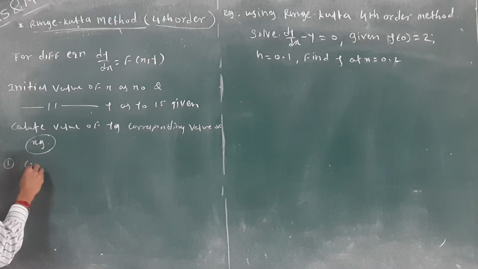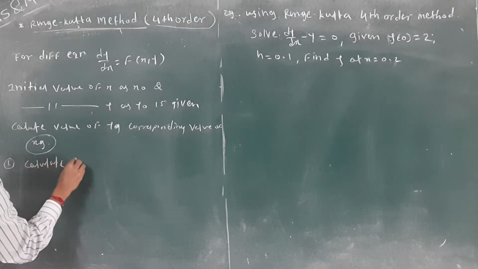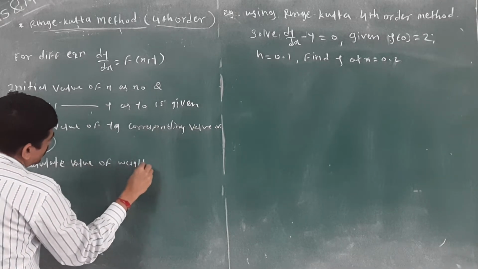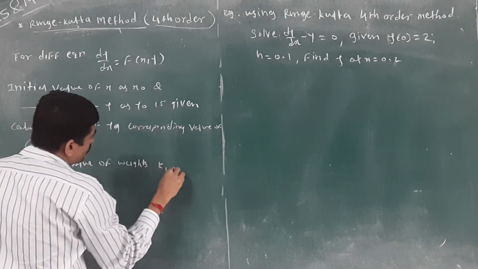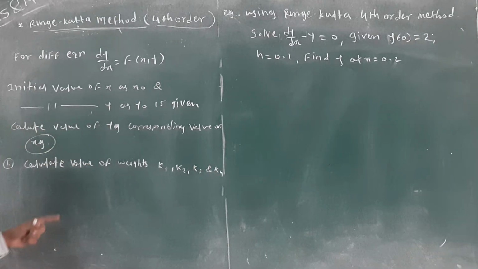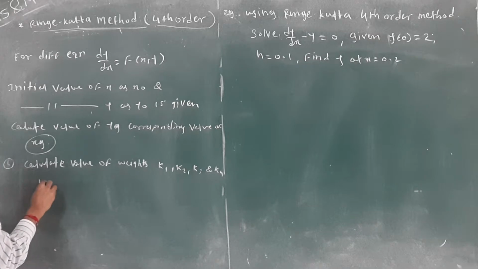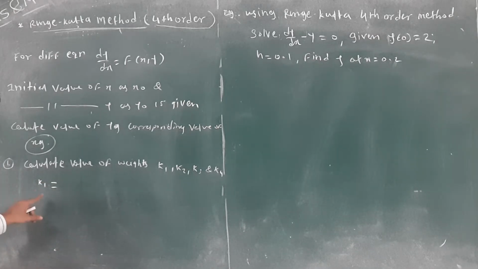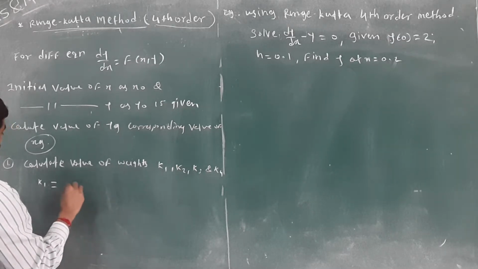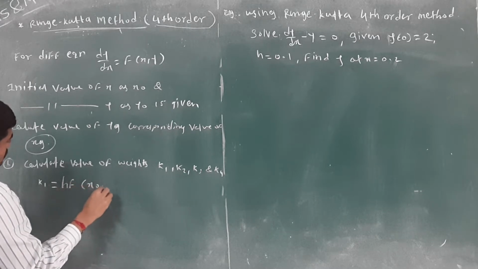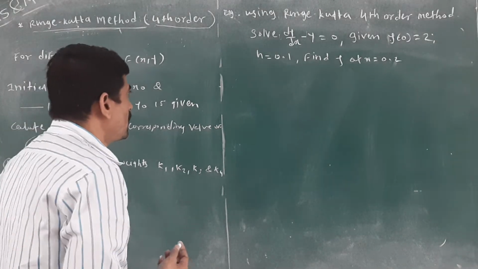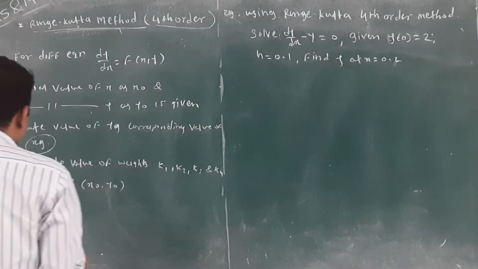So calculate the value of weights. Here the fourth order means you will get four values: k1, k2, k3 and k4. Then how to calculate k1, k2, k3, k4? You should remember this formula. K1 is equal to h f of (x0, y0). You should use this formula: k1 is equal to h f(x0, y0).